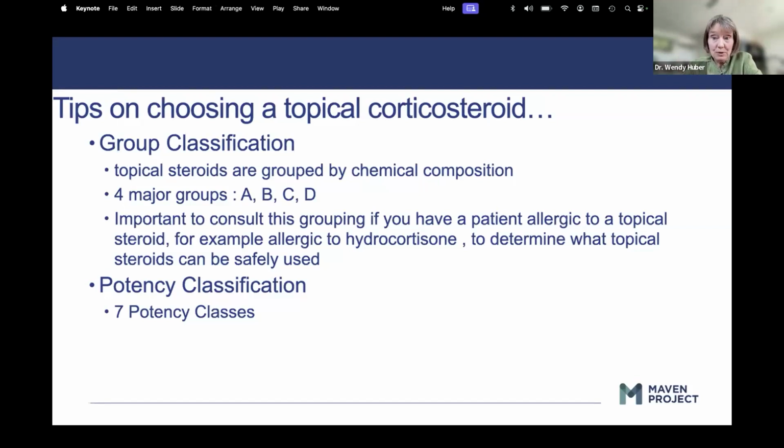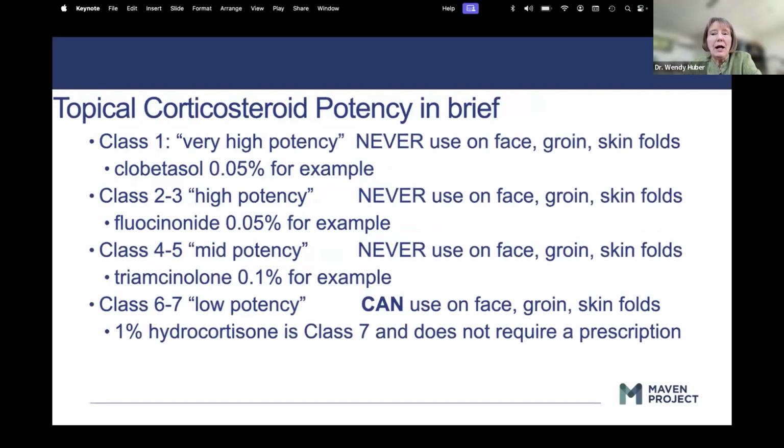So going on to potency classifications, I have a lot more information in the appendix, so I'm going to go over this very fast. Class 1 is very high potency. Then you go down to high potency, mid potency, and class 6 and 7 is low potency. Now, class 6 and 7 is the only class that you can use on the face, groin, and the skin folds. If you use the other classes in those areas, you run the risk of creating skin atrophy.